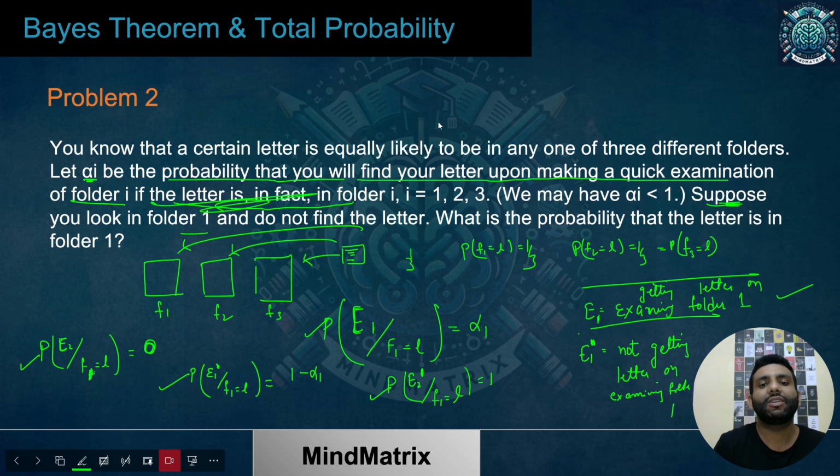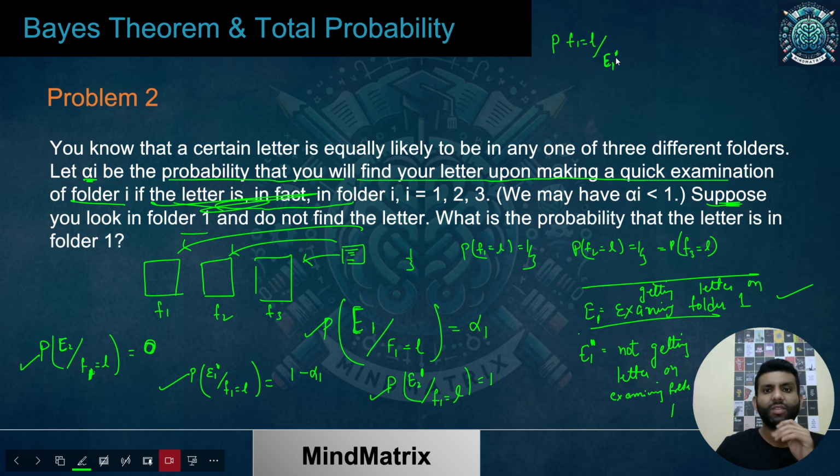So what is the value I'm looking for? The value I'm looking for is F1 is equal to L, that folder 1 has the letter. But what knowledge am I now having? That I have already checked. What have I checked? I have checked E1 and I did not find the letter. I hope the idea is clear.